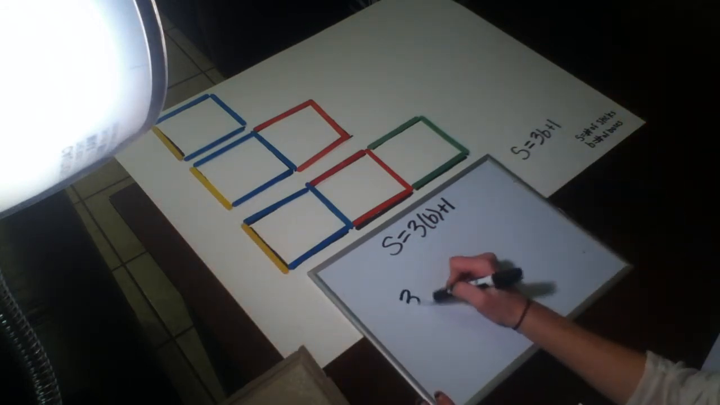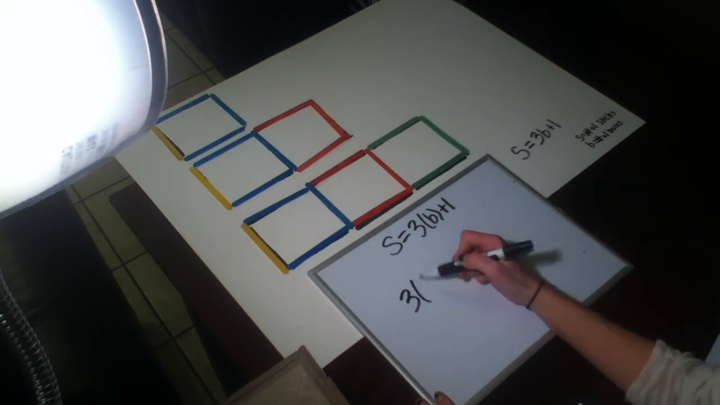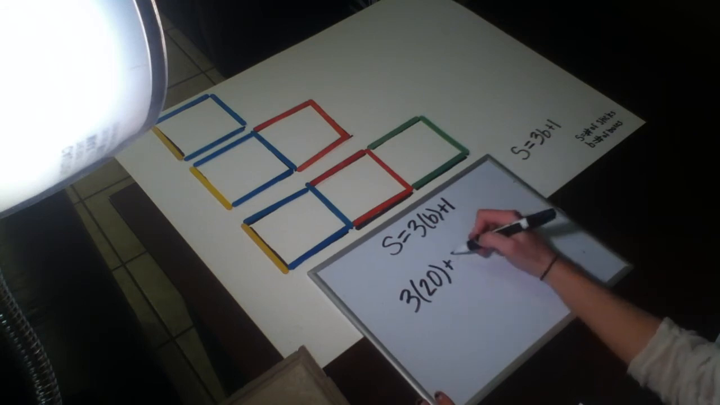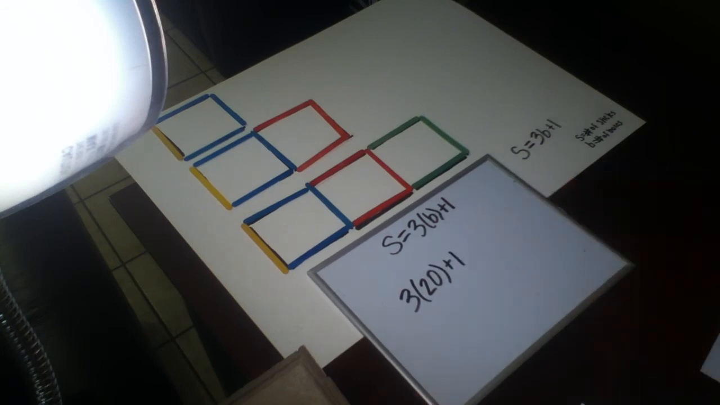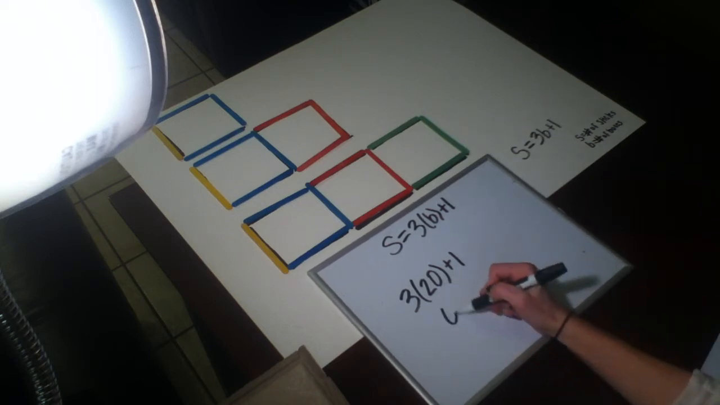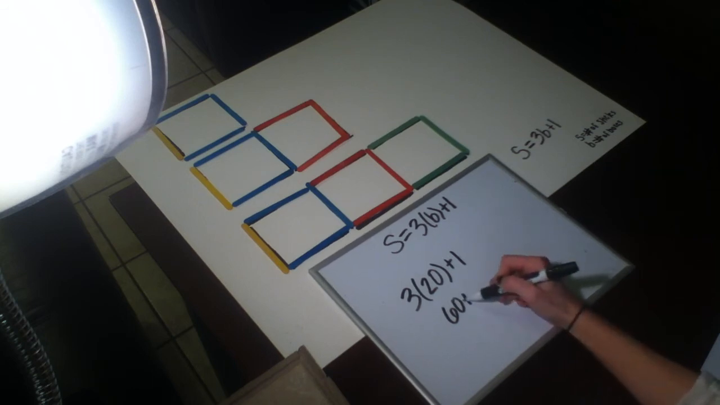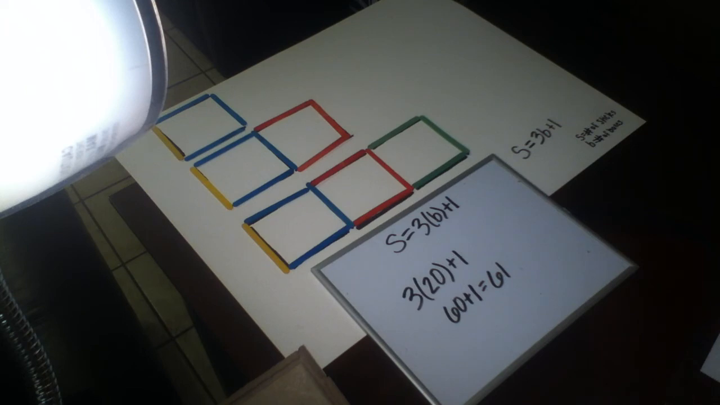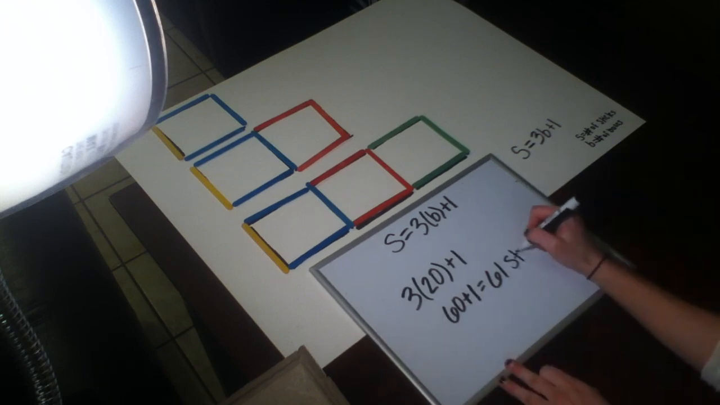So for this, we can put 3, and we'll know that our number is going to be 20 because that's going to be the number of boxes, plus 1. And let's see what it would be. 3 times 20 gives us 60, plus 1 equals 61. So we know that in diagram 20, we will have 20 boxes and 61 sticks.